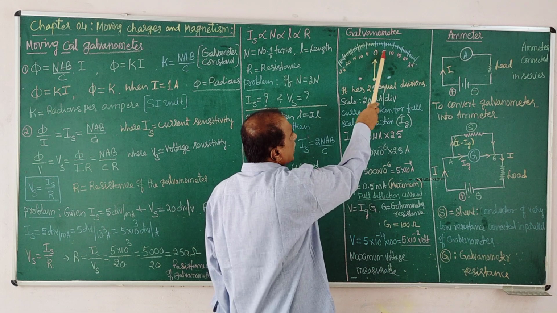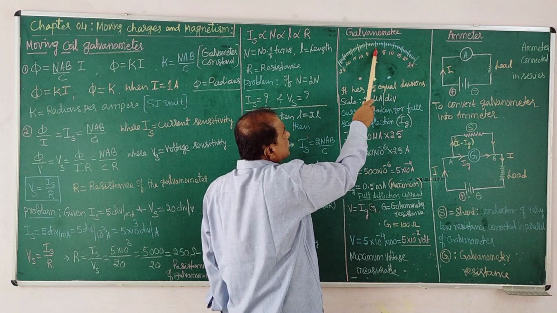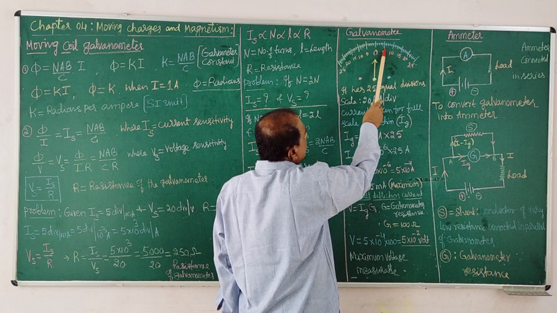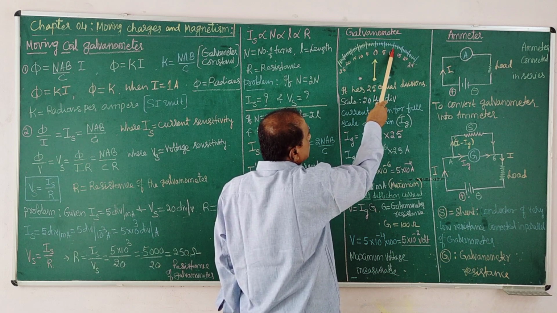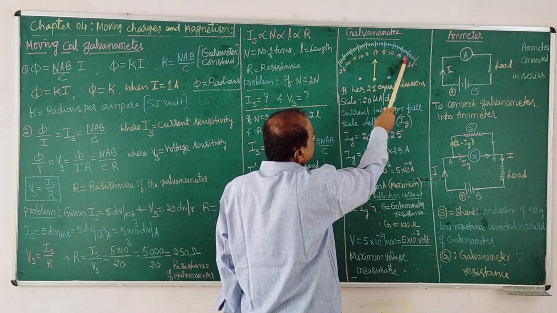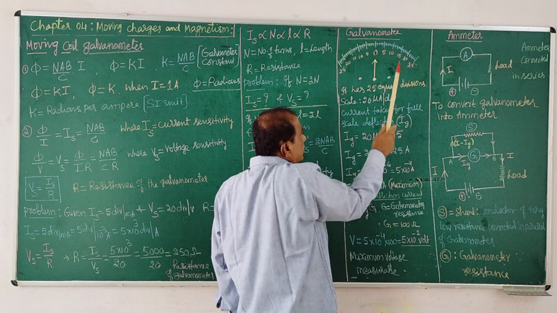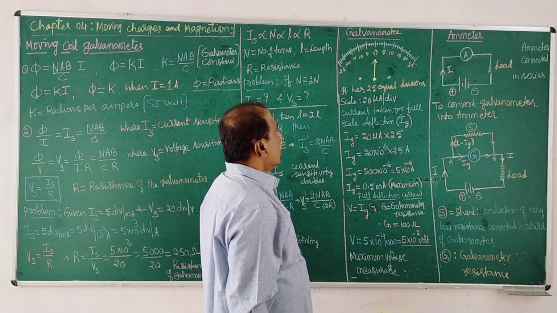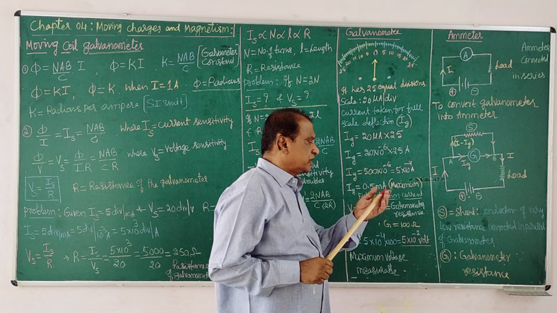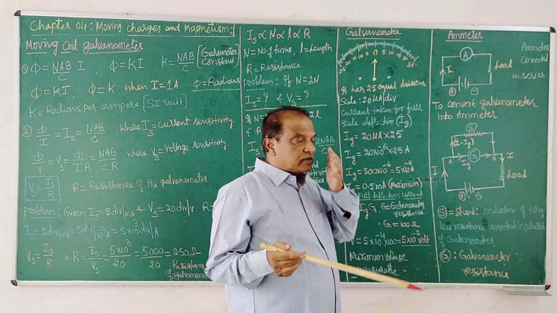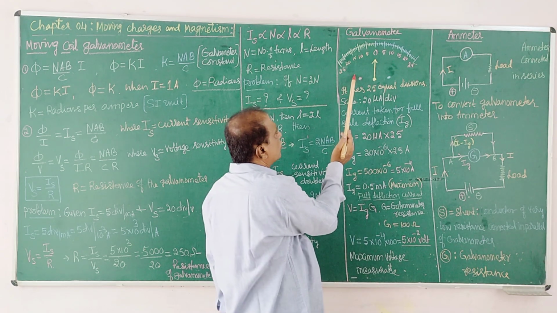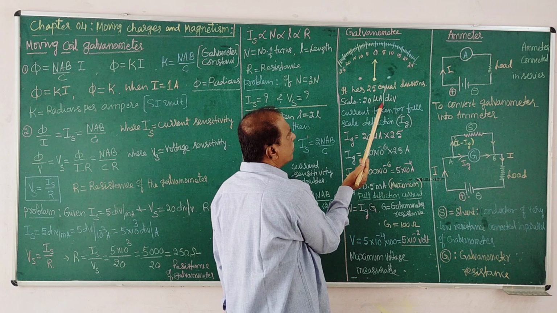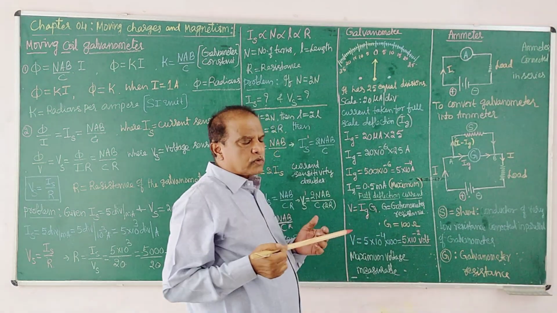We can record what the value is. These are equal divisions: 0 to 5, 5 small divisions, 5 more divisions, totally becomes 10, 15 divisions, 20 divisions, 25. This is the maximum, 25 equal divisions. And the scale is mentioned. Usually after this make, the scale is mentioned. The scale on this galvanometer is 20 microampere per division. Look at that, microampere, very small current, highly sensitive galvanometer.